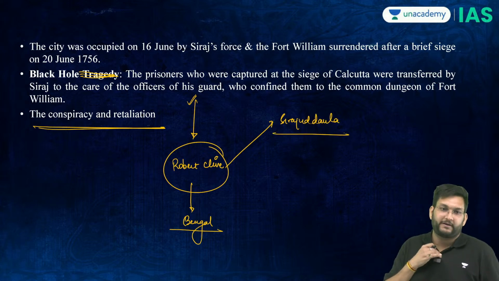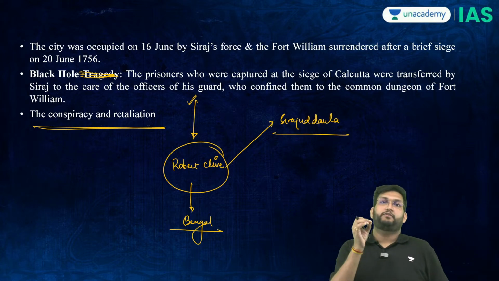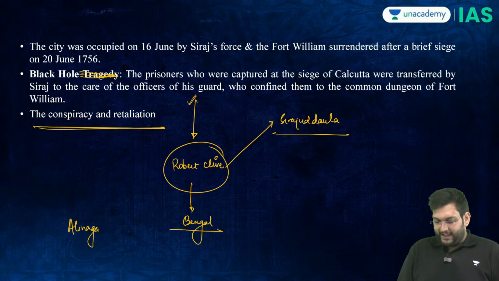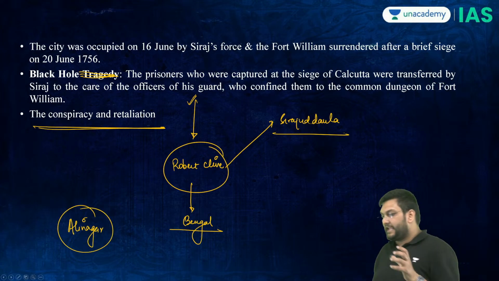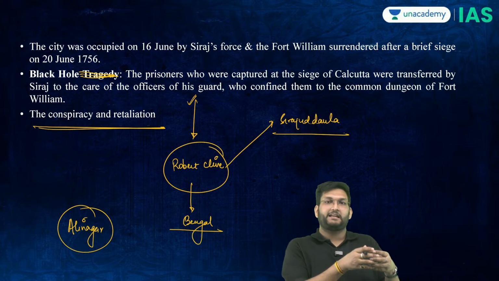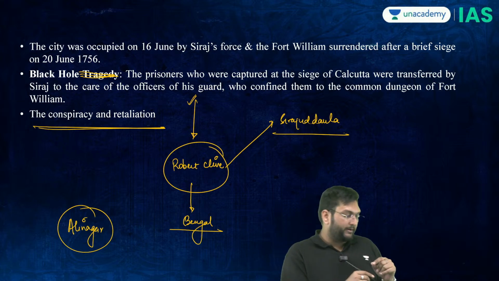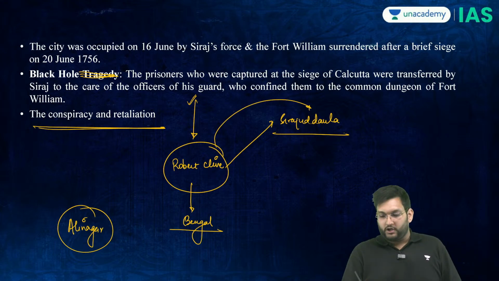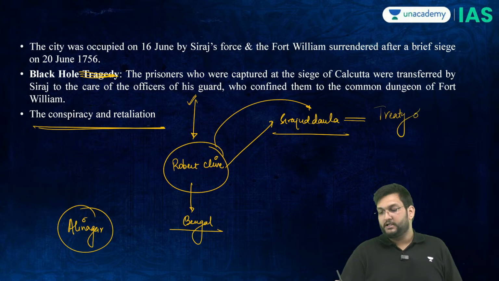Sirajuddaula and Robert Clive are going to fight at Ali Nagar, and Clive came with a very efficient army and a very, very efficient navy. And Robert Clive will defeat Sirajuddaula in order to sign what is called today the Treaty of Ali Nagar. This is not the Battle of Plassey. This is called the Treaty of Ali Nagar.